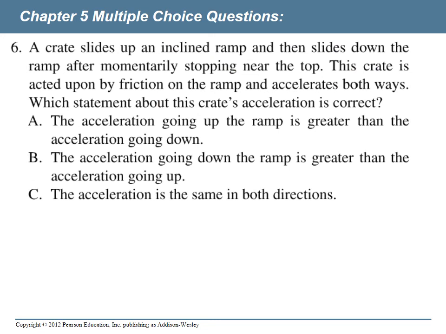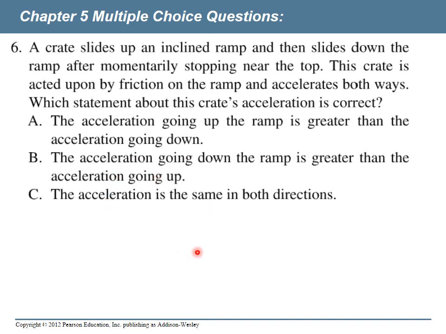Okay. I think to save time, you guys should just pause these, read it, try to get an answer on your own, and then I'll just jump into the explanation for the rest of these. So if this crate is sliding up an inclined ramp, it's asking us which of these is most accurate. It slides up, stops, and slides back down. Well, it says something about the acceleration, right? The acceleration going up the ramp is greater on the way up than going down. It's greater going down than on the way up, or it's the same in both directions.